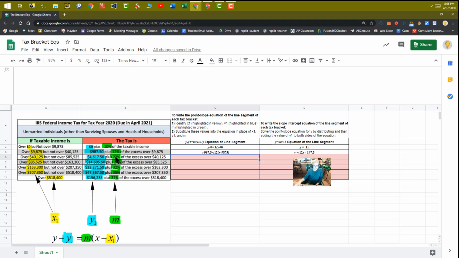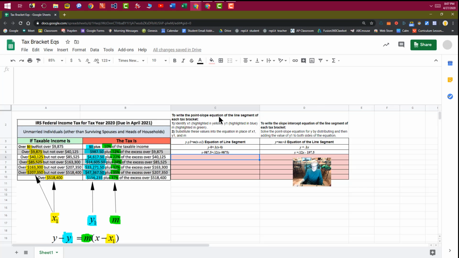I've highlighted what M is in green, what Y1 is in blue, and what X1 is in yellow. And note that for M, you need to convert the percentage to a decimal by dividing by 100. So you don't want to use 12, you use 0.12. You don't want to use 22, you use 0.22. Okay, so the first step then is just to identify what those values are for the tax bracket, for the row that you're on.